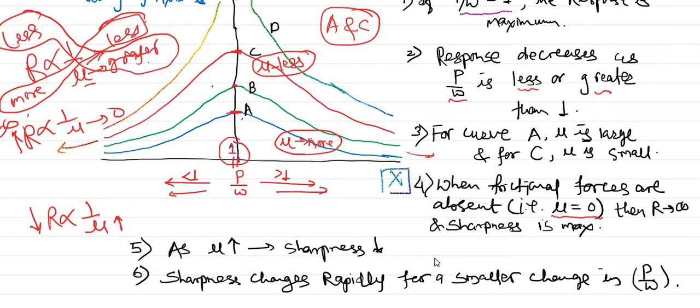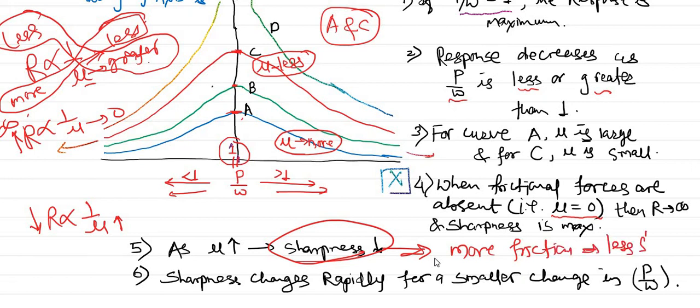R decreasing means ultimately what is decreasing? The sharpness is decreasing. That means if we have more friction, then we will have less sharpness, or vice versa. If we have less friction, then we will have more sharpness of resonance. And the sharpness changes rapidly for a smaller change in p by omega.